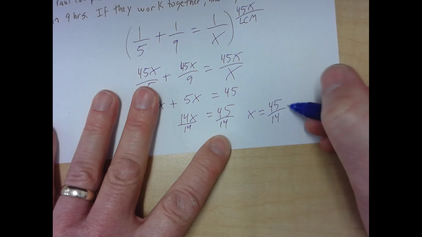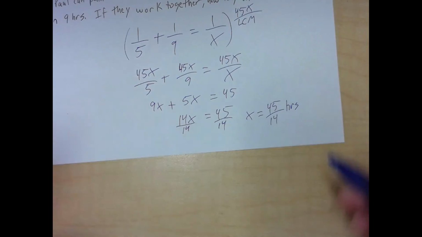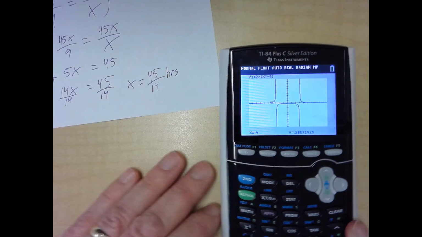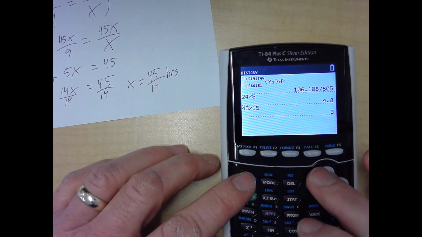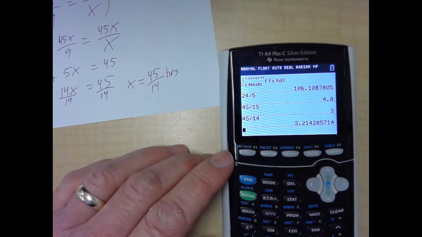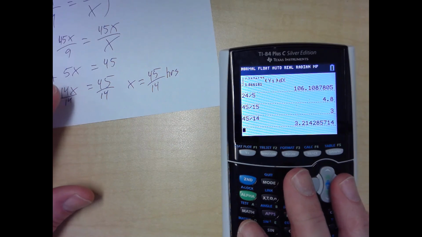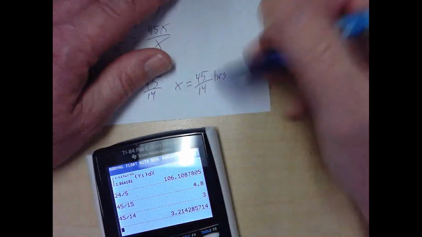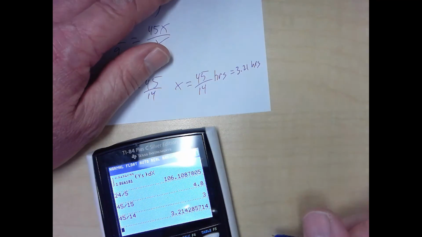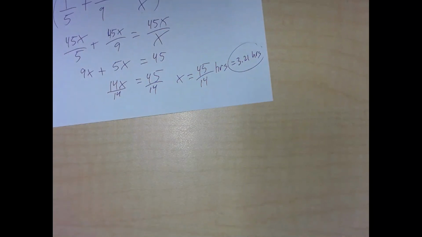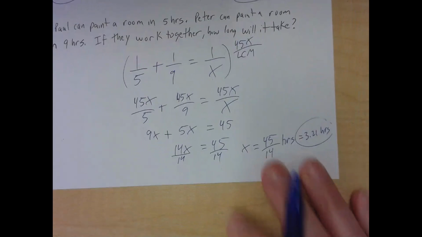So it's 45 over 14 hours. So I'll do the decimal for that. 45 divided by 15 is, not 15, 14, my bad. 14. So 3.21 hours, approximately. Okay. So there's the answer to that one.